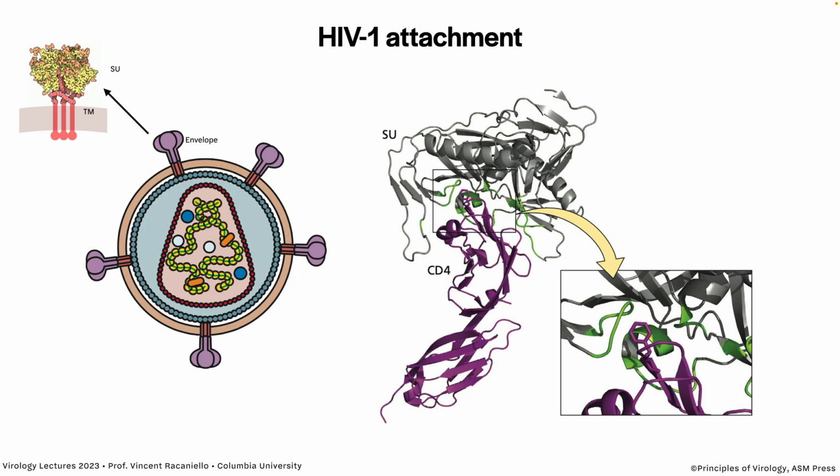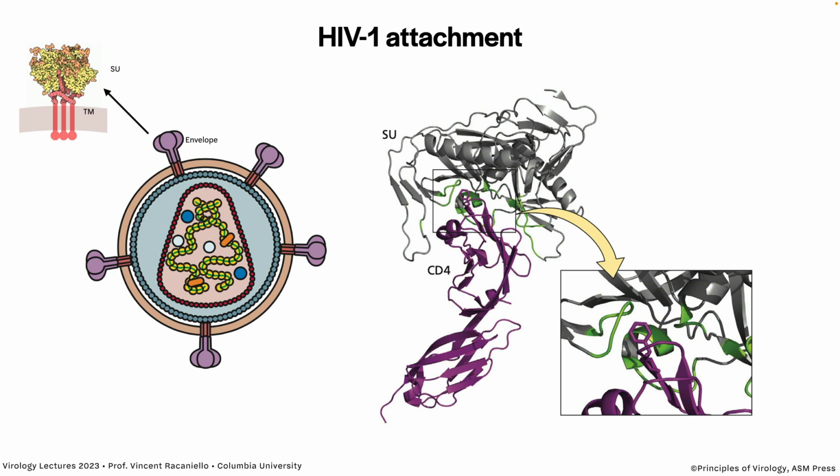So there's an envelope glycoprotein for HIV. It's a trimer shown here in the upper left. Here's the structure of it shown here, and the receptor for this glycoprotein is CD4. Here's CD4 in purple here, and the gray molecule is part of the trimer glycoprotein that's binding CD4. CD4 is, of course, the protein that defines CD4 T cells, right? It's the marker that was originally used to define those. And it is a receptor for HIV.